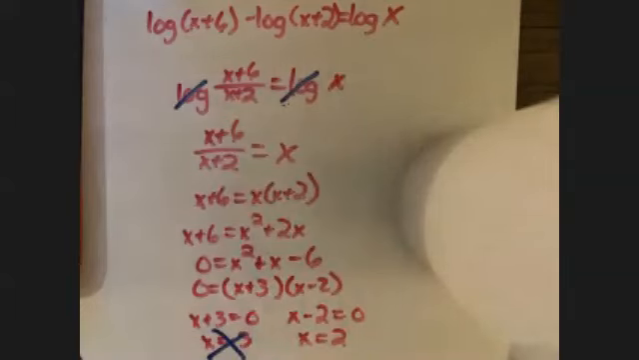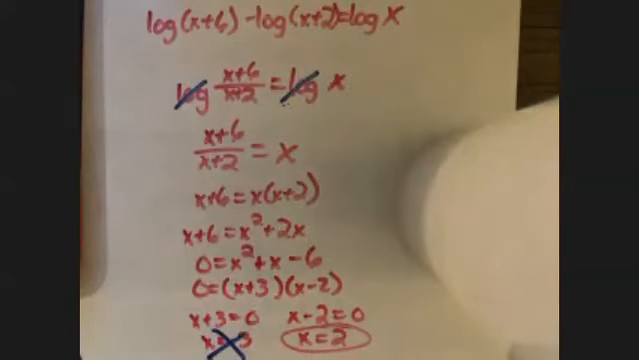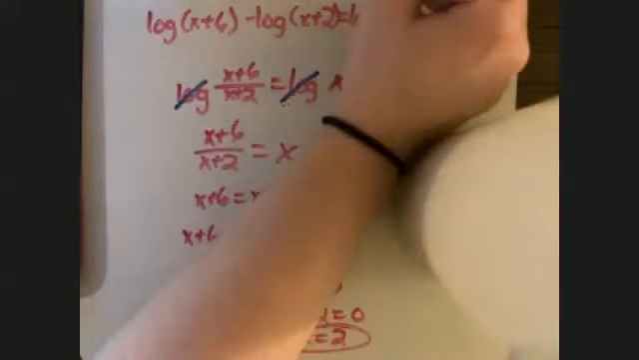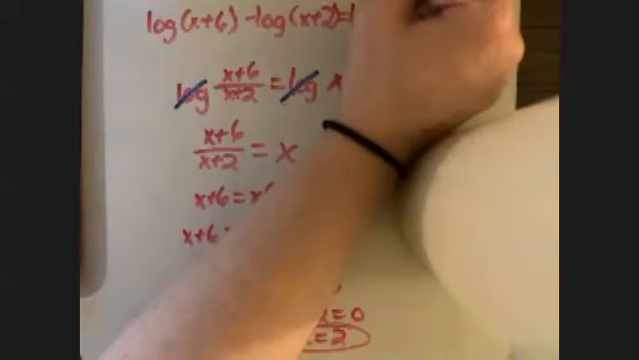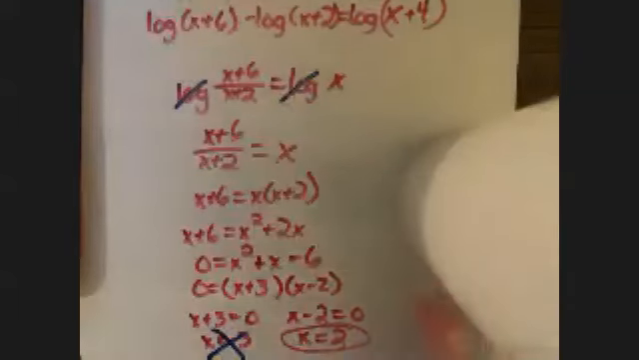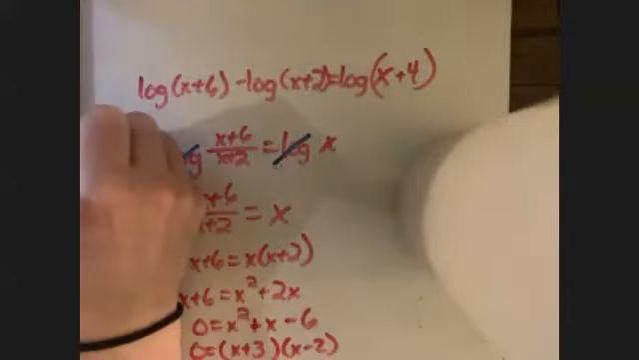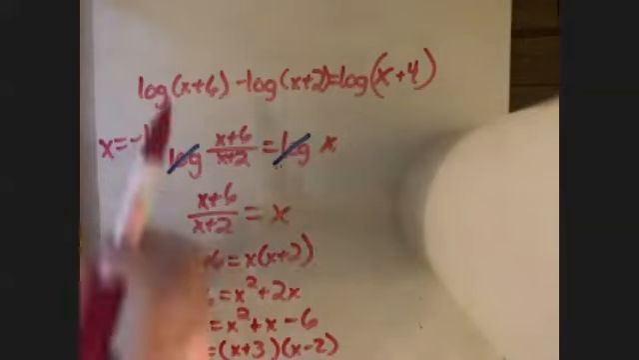Now, do be mindful. I am not saying by any means that you cannot have negative numbers. An example would be, let's say this had been an x plus 4 way over here, and I had gotten something like x equals negative 1 as a solution.